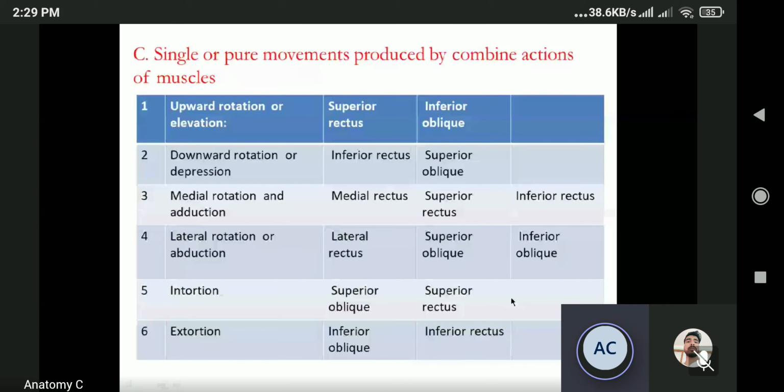This is the same, this is the flow chart: the elevation is done by superior rectus and inferior oblique, and the downward rotation or depression by inferior rectus and superior oblique, medial rotation adduction by superior rectus.